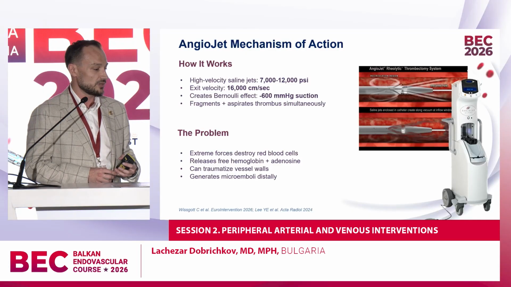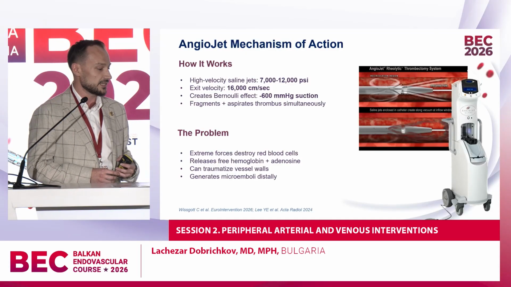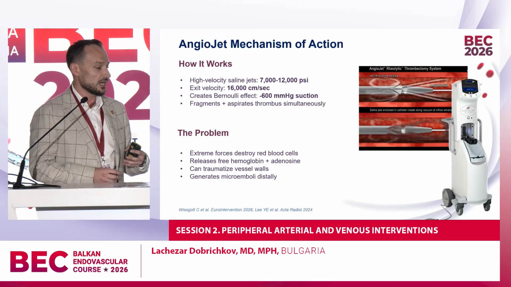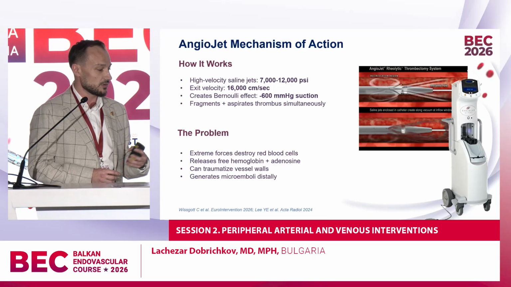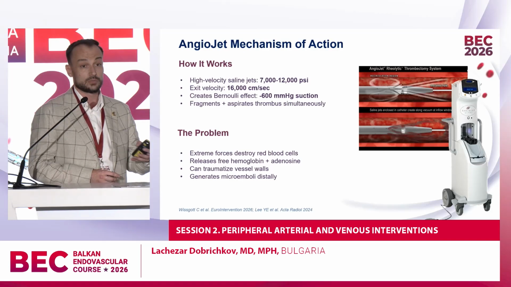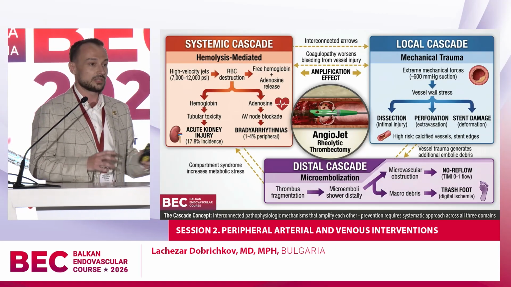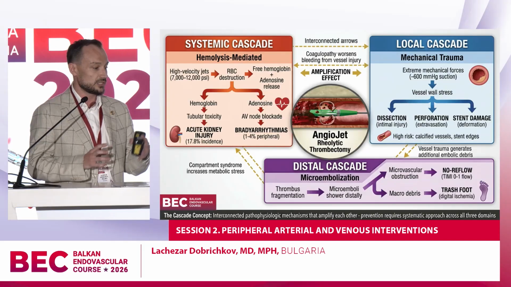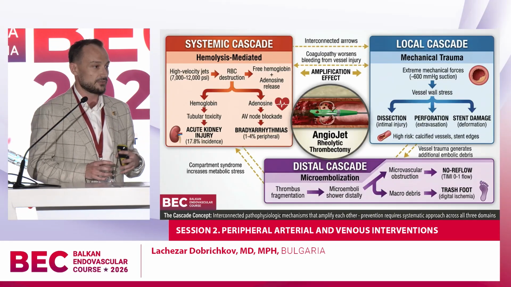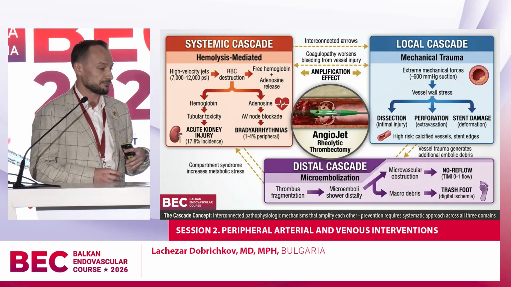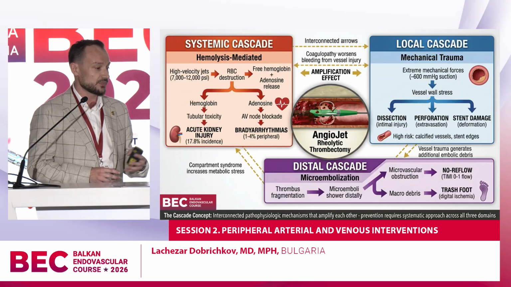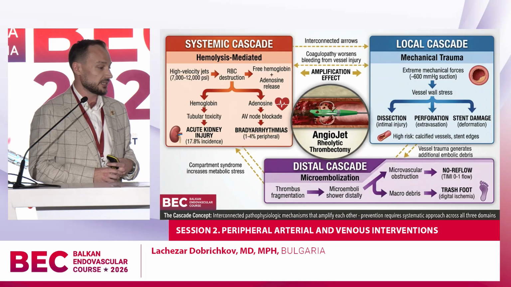And those extreme forces destroy the red blood cells, which causes release of free hemoglobin and adenosine. That also can traumatize the vessel wall and generates microemboli and sometimes macroemboli. So this is my concept for the three different types of complications during rheolytic device use.